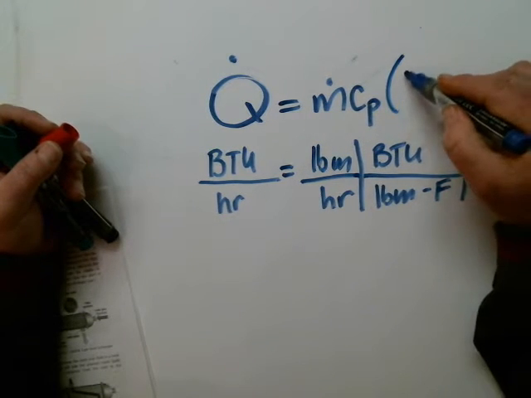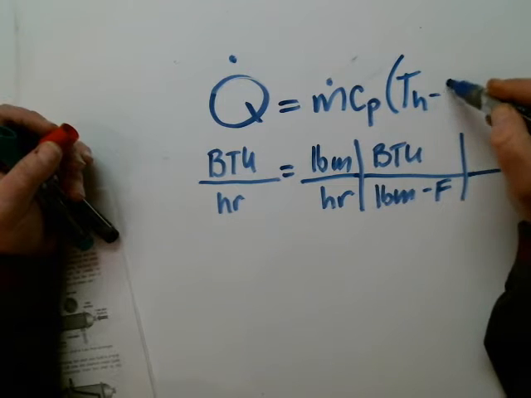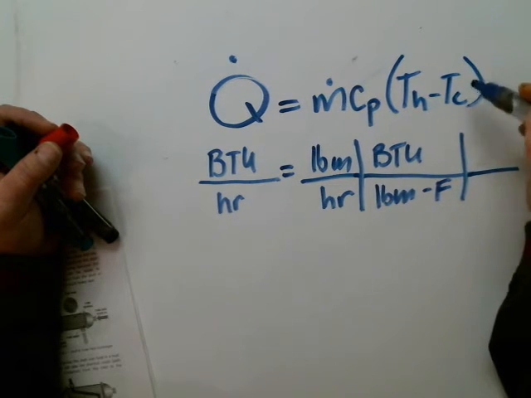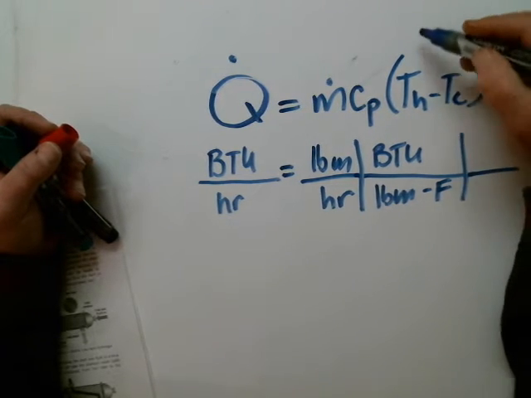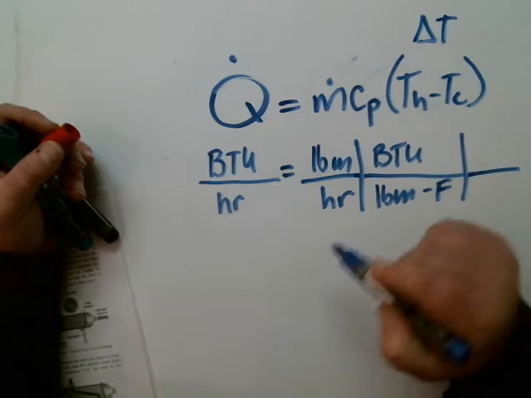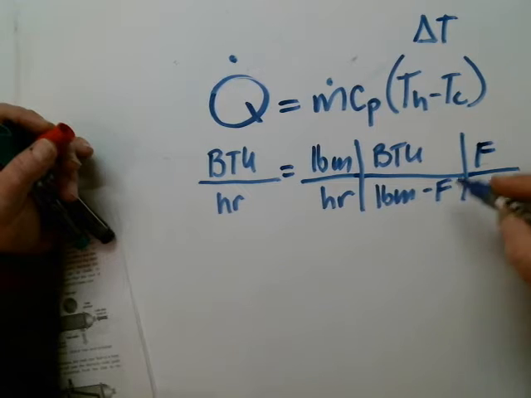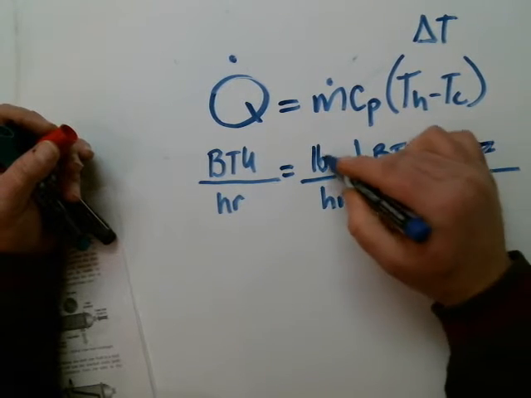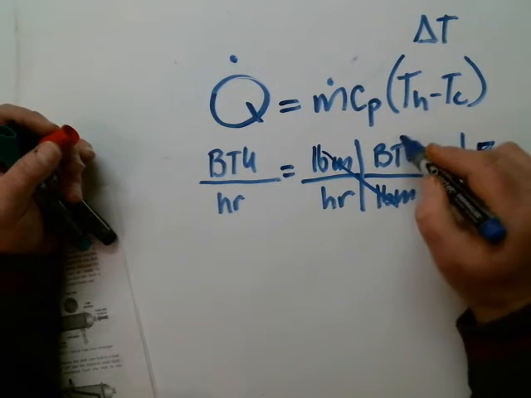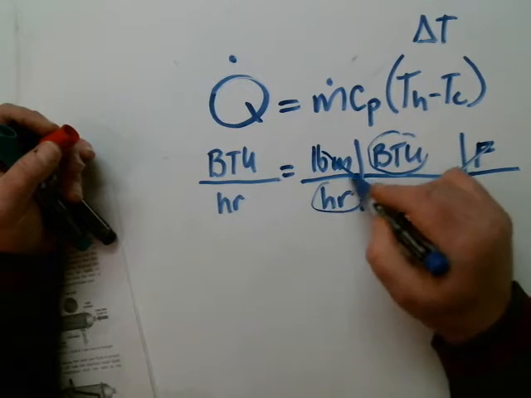And then we're going to look at the delta T, T hot minus T cold. The hot temperature minus the cold temperature, which is a differential temperature in the heat exchanger, right? And that's going to be in degrees Fahrenheit. And let's look at our units. The degrees Fahrenheit cancel out, the pounds mass cancel out, and once again, we have BTUs per hour.